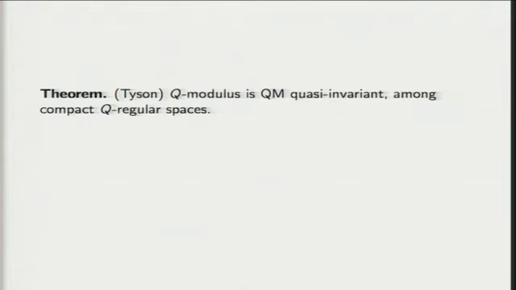So other things that were proved here. Jeremy Tyson showed that the Q modulus is actually a quasi-Möbius quasi-invariant among compact Q-regular spaces. So if you have two Ahlfors Q-regular spaces and a quasi-Möbius homeomorphism, then the modulus of a curve family in the domain will be comparable to the modulus of the image curve family in the target, just as I said before in the case of, say, Riemannian manifolds.